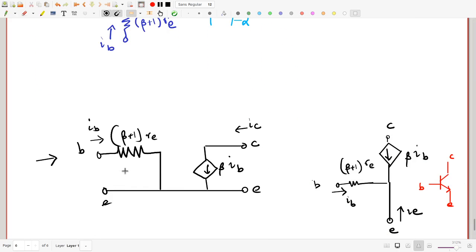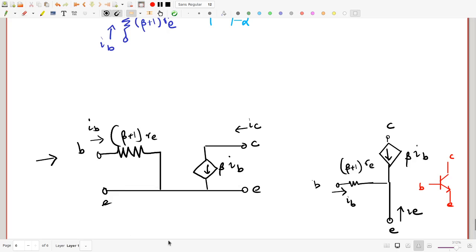Now it should be obvious that all we have done is pull this single point E into this long wire, just to make it look like E is connected to both the input and the output in a two-port network. And now the base was connected to the emitter via this single resistance (beta plus 1) RE, which is also exactly what is happening here. And the collector was connected to this point, which is the emitter, through this beta IB current source. So this is really not an equivalent circuit. This is exactly the same circuit once again.